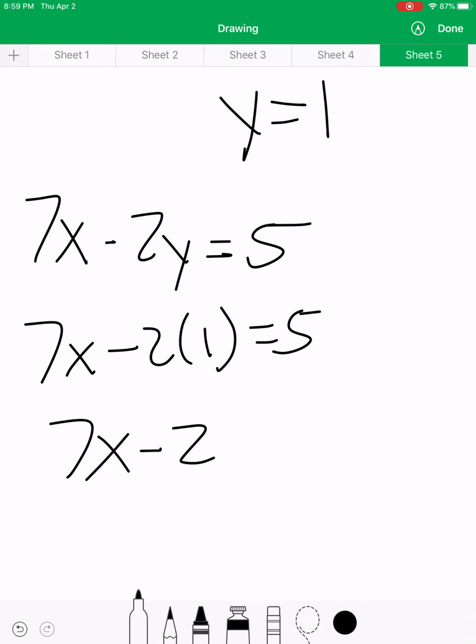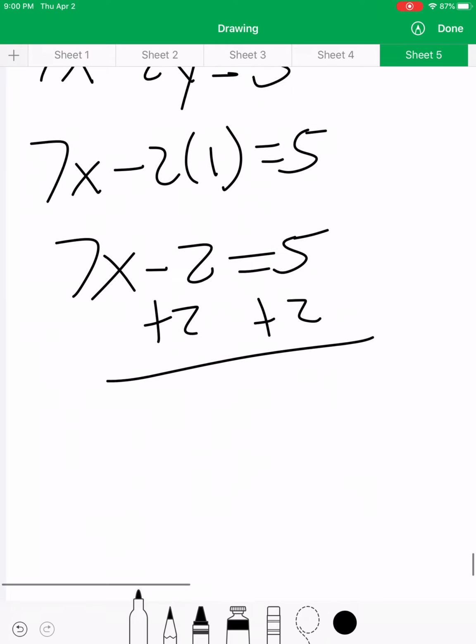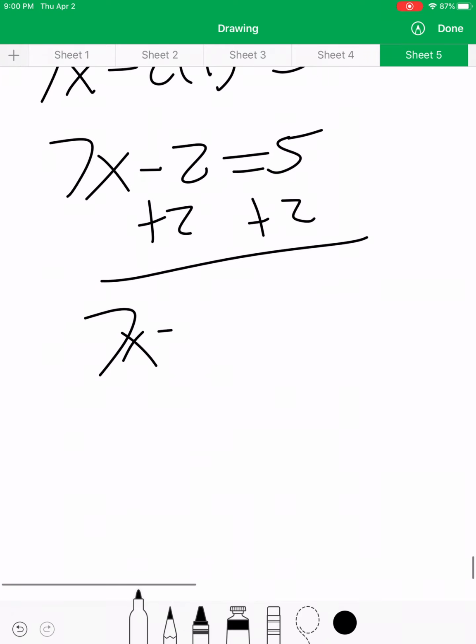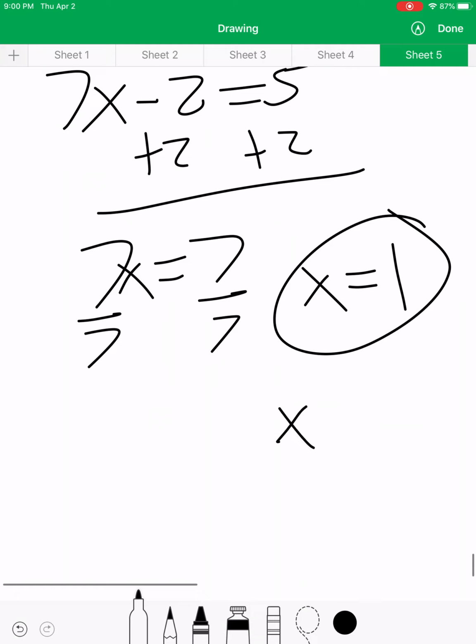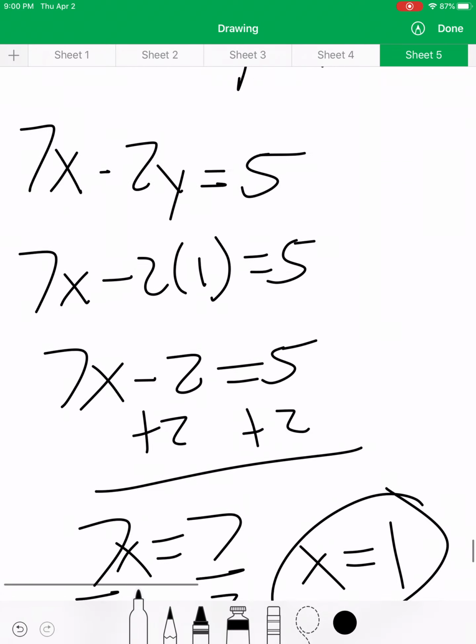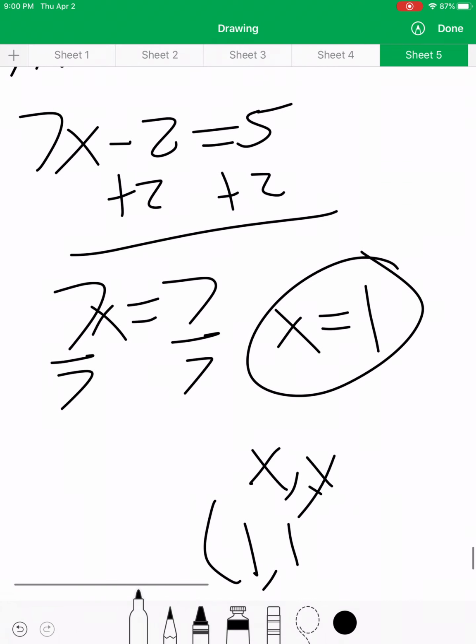7x minus 2 equals 5, plus 2, plus 2. 7x equals 7. Divide by 7, divide by 7. X therefore equals 1. All right, let's see here. Answer is always written as an x-y ordered pair. X was 1 and y was 1 as well. So 1, 1 for number 19.